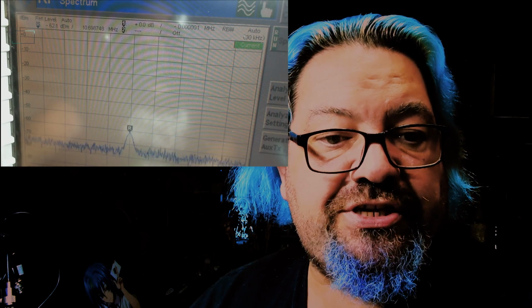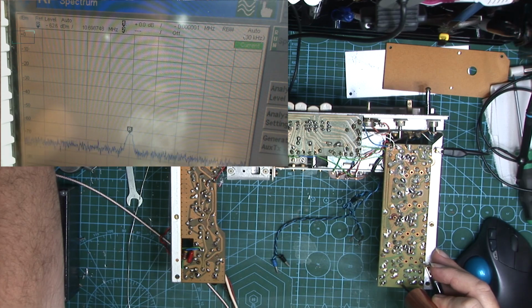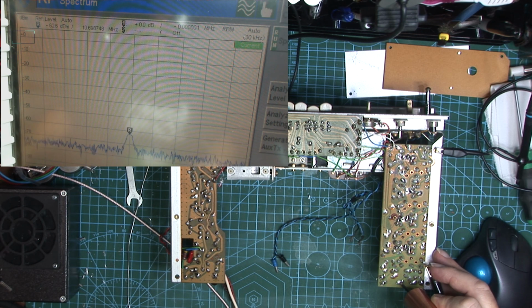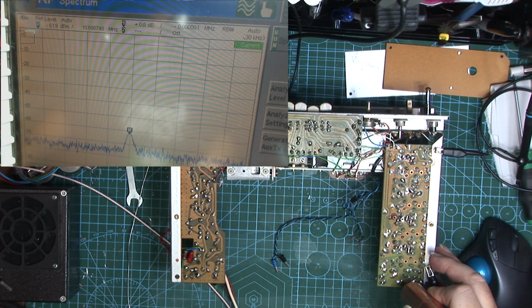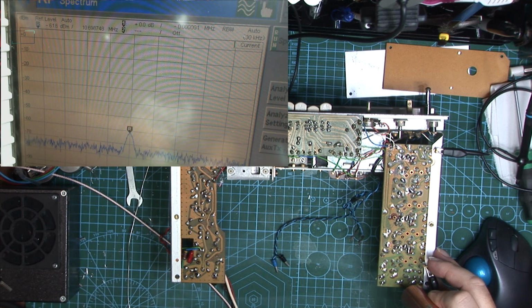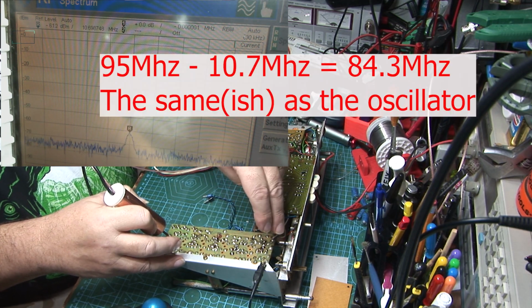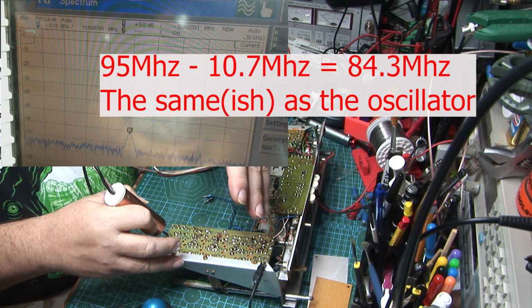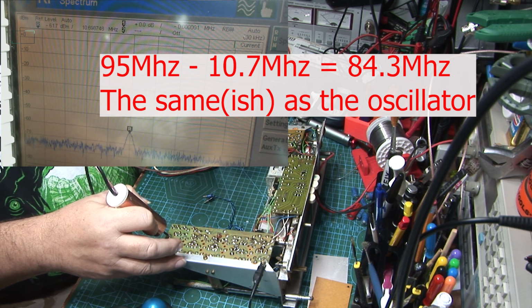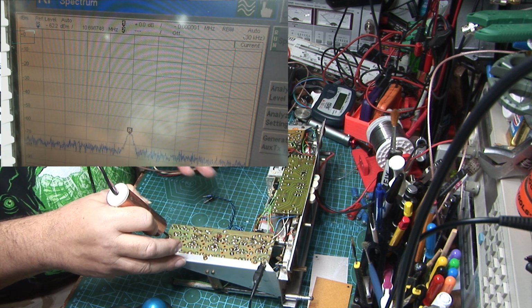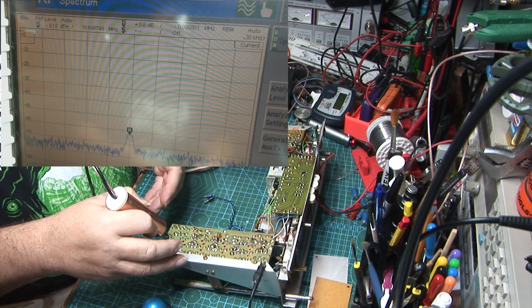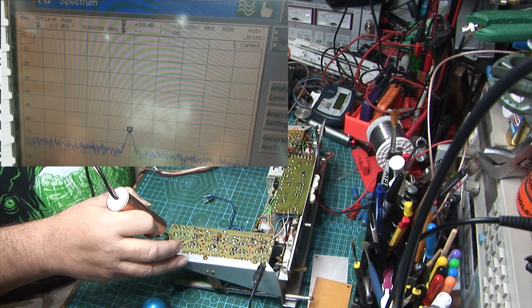And if I turn the signal generator on, I don't need to turn it quite as loud, but you can hear that on 95 megahertz out of the signal generator, plus the 10.7 mixed with the 83 point whatever, gives you your 95 megahertz, and there's the signal coming through the unit.